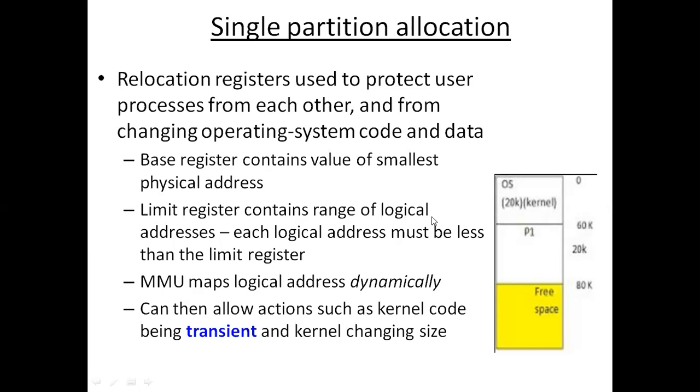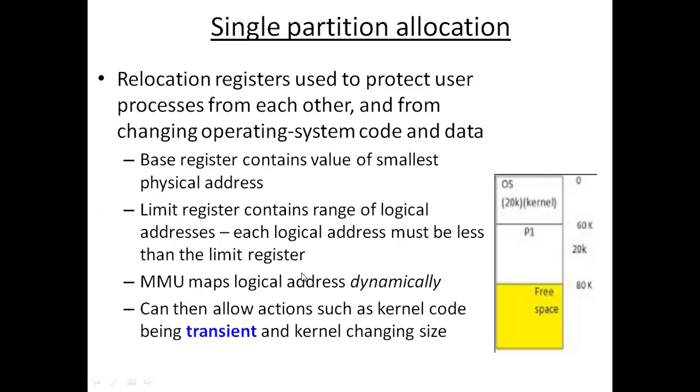When I say smallest physical address, it contains the point from which the process will start. So I call it the smallest physical address. The limit register is the range of the logical address. Here, what is the range? 20 kilo. So when I say 20 kilo, what is the logical address? It is 0 to 19. The logical address is 0 to 19.